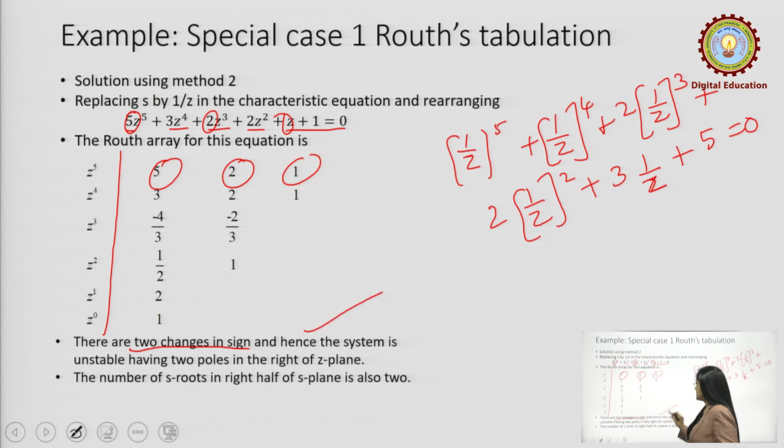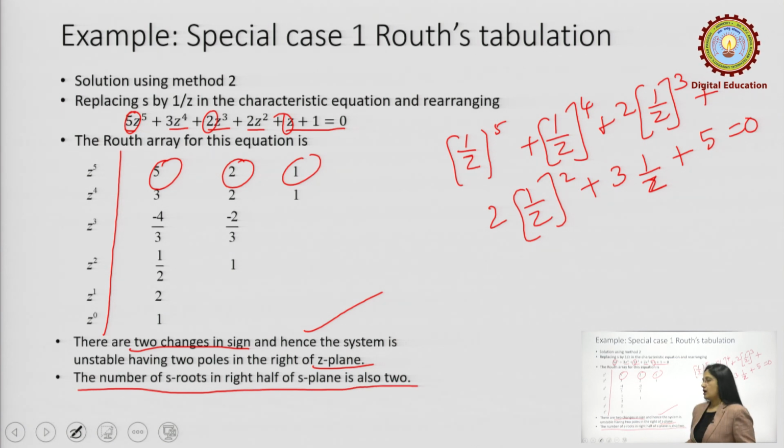Therefore, the system is unstable, having two poles in the right half of the Z plane, because this we are inferring after replacing S by 1 by Z. That means there are two sign changes in the Z domain. So, we can say that the number of roots in the S plane on the right hand side is also 2.